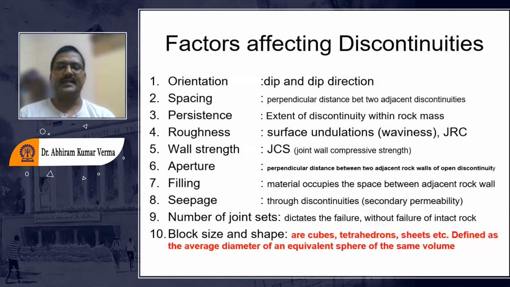Then we have spacing, persistence, roughness, wall strength, aperture, filling, seepage, number of joint sets, and block size and shape. All these 10 define the discontinuities. These are the major parameters which define the geological discontinuities. Other parameters we have just left aside and are not considering. These 10 are good enough.